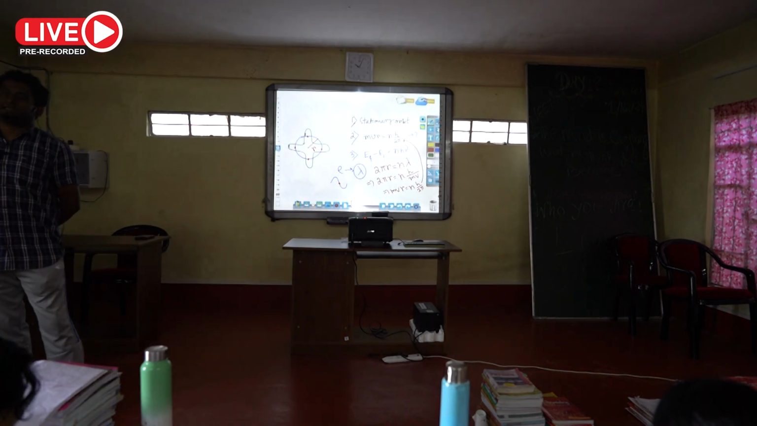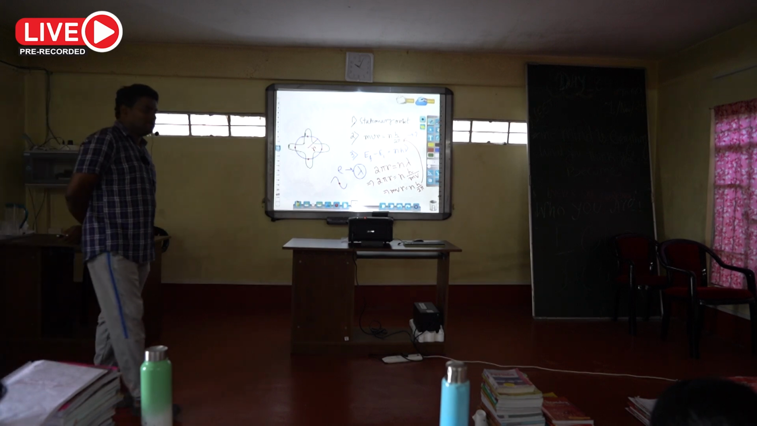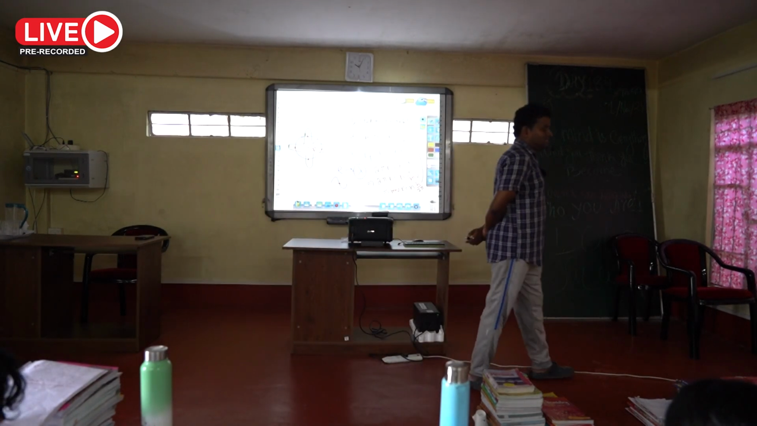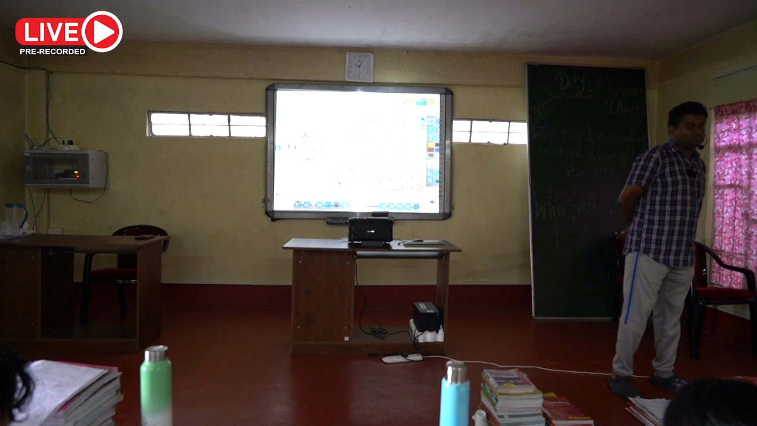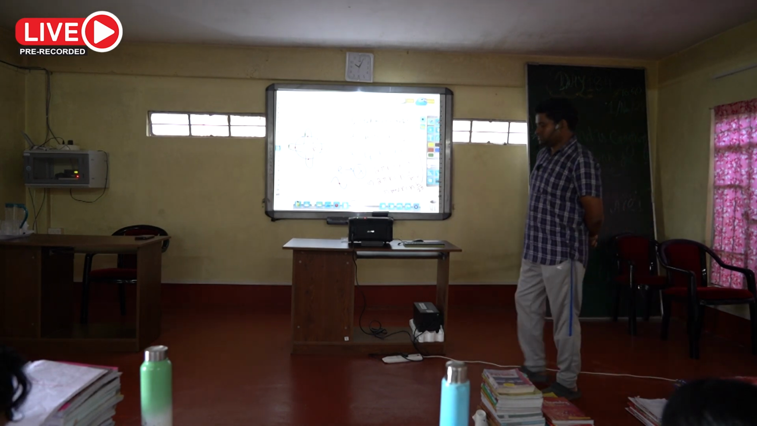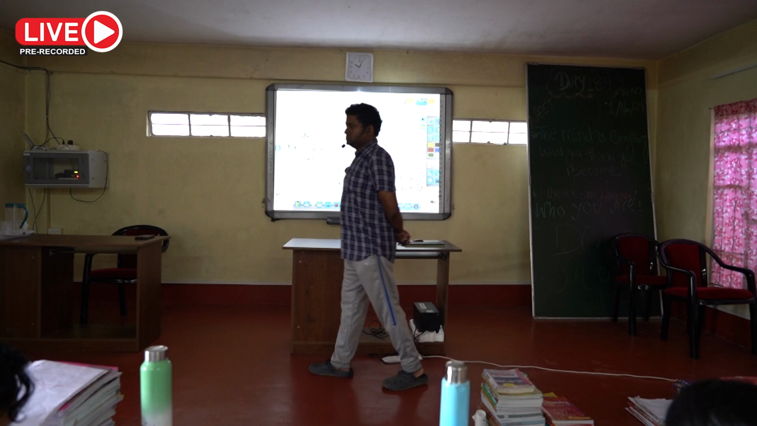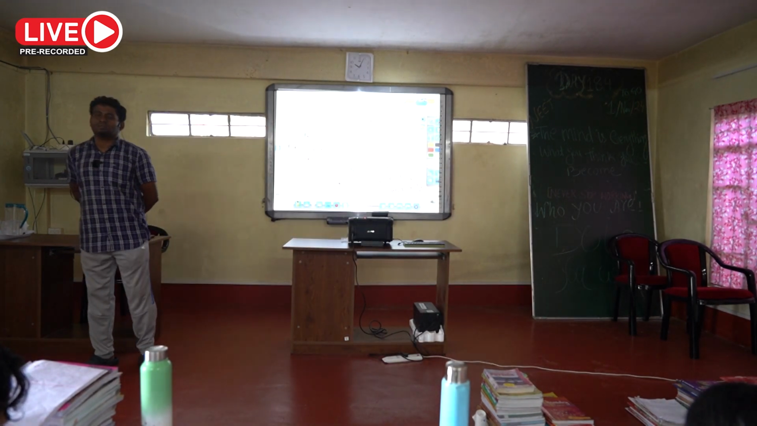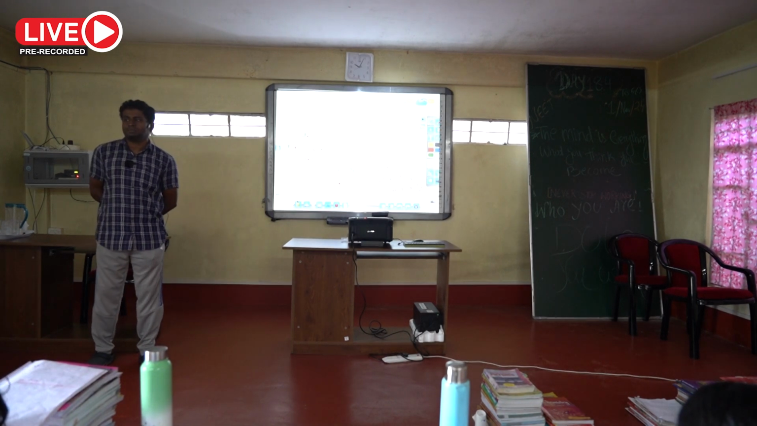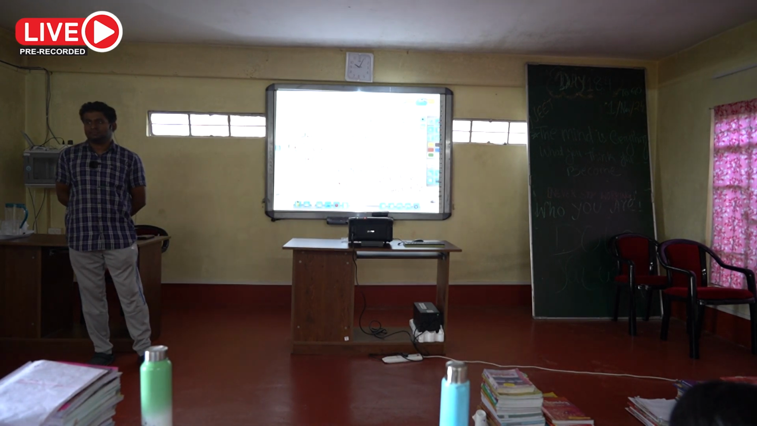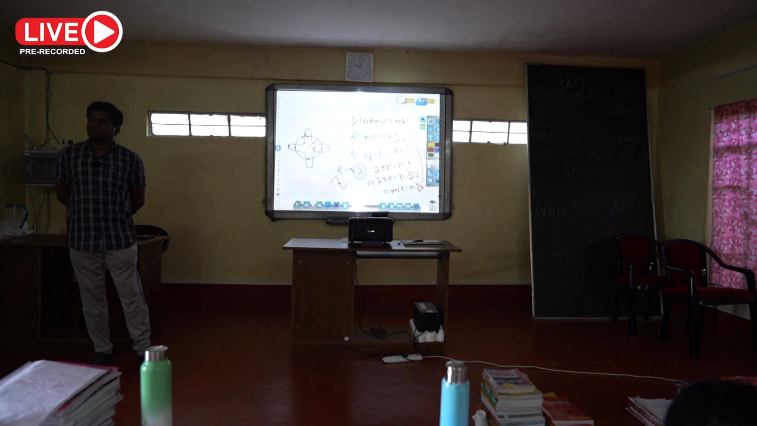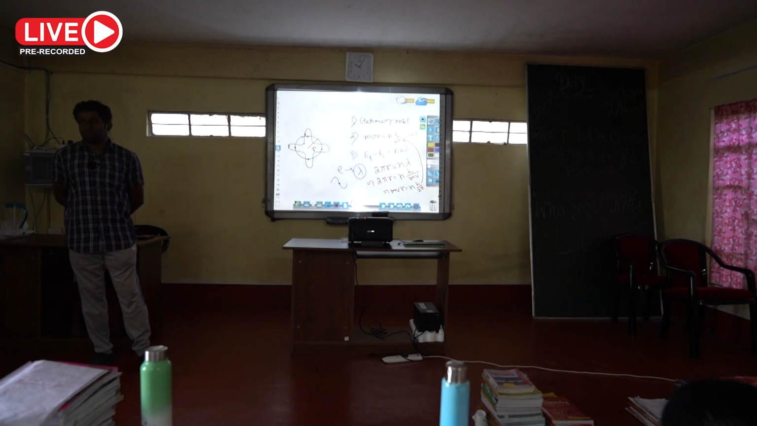Which is not correct because of the uncertainty principle. So, in a stationary orbit, you cannot measure the position and momentum simultaneously. Okay, so these are the major faults of the Bohr model.